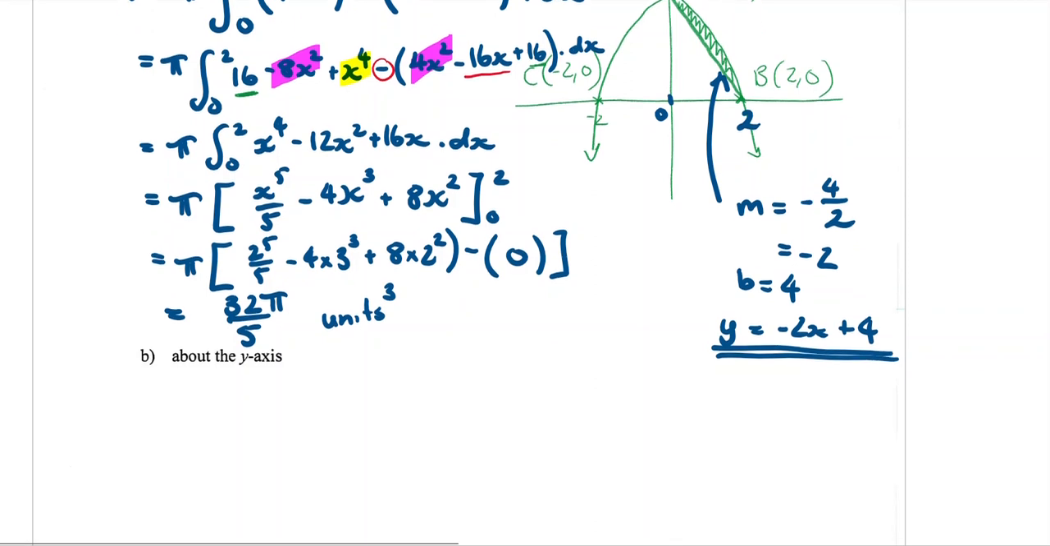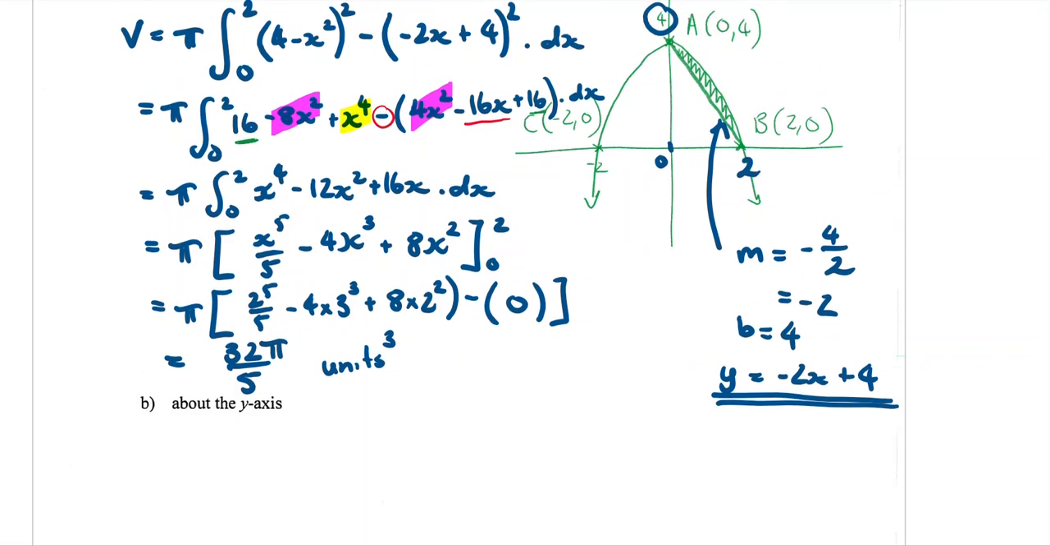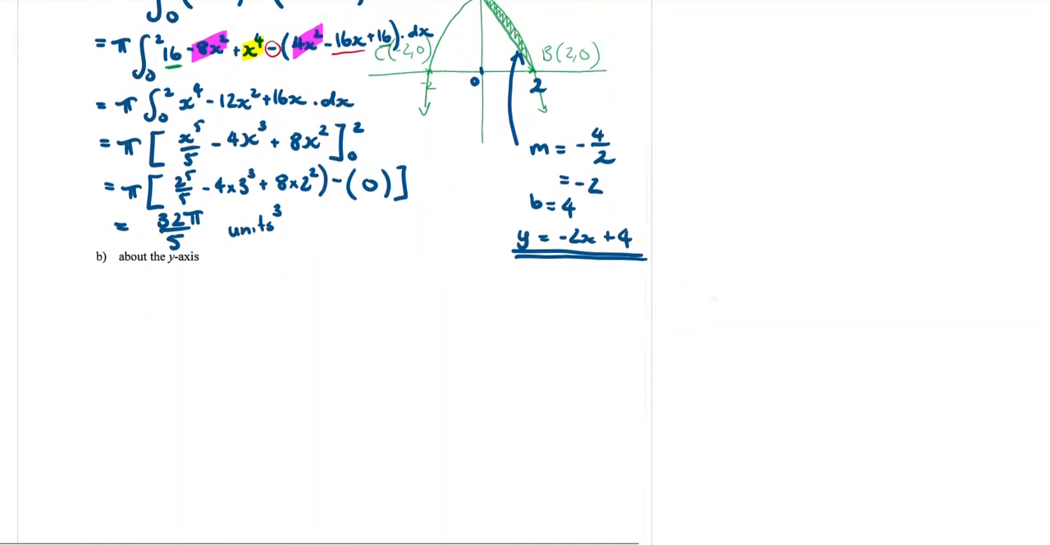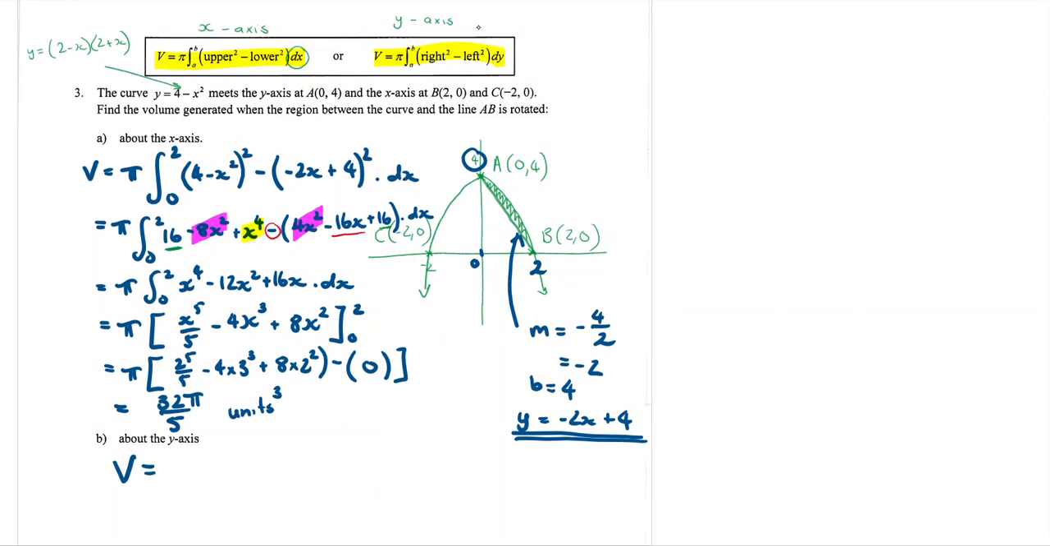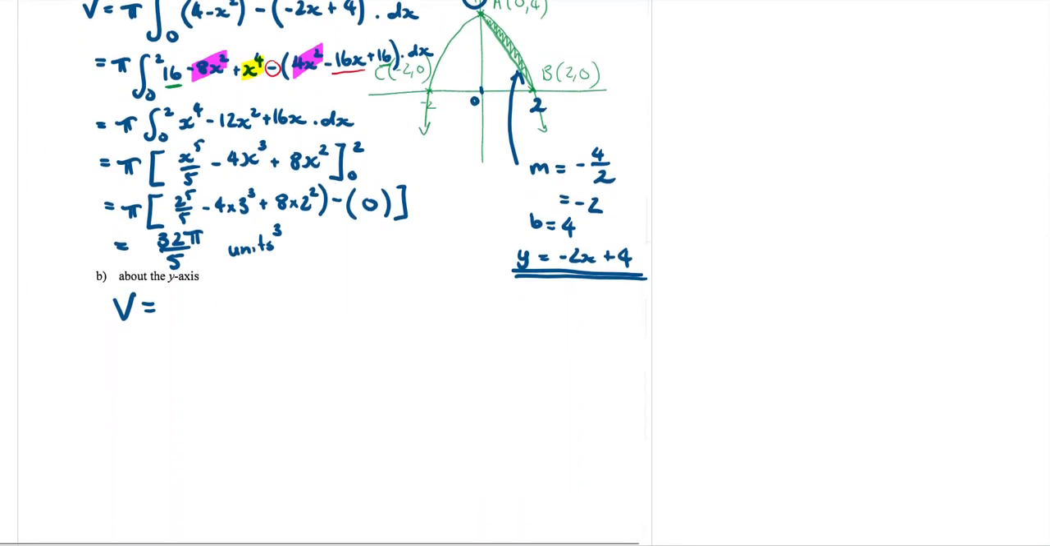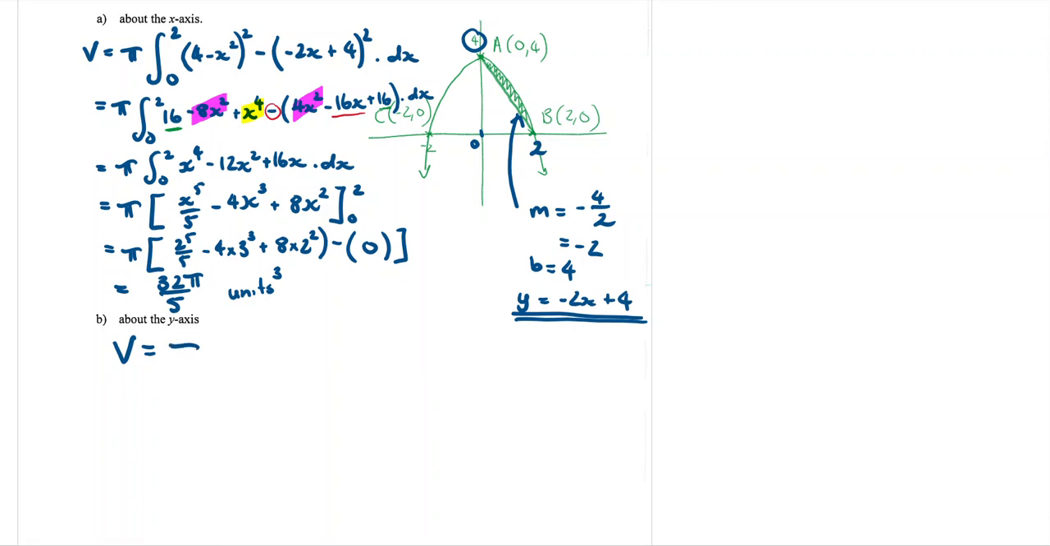Okay, same question, but we want to now do that volume to the y-axis. So the volume to the y-axis, the formula up the top, says that we want to have pi times the integral of the right equation squared minus the left equation squared. And now this is all in terms of y. So that means on my integral sign, I need the y values that I'm integrating between. My y values are between 0 and 4. So 0 and 4 goes on here.